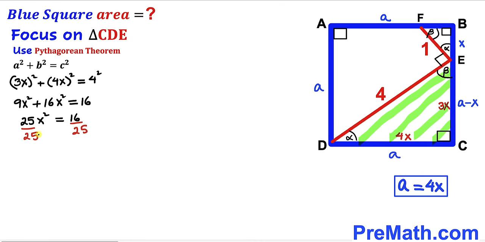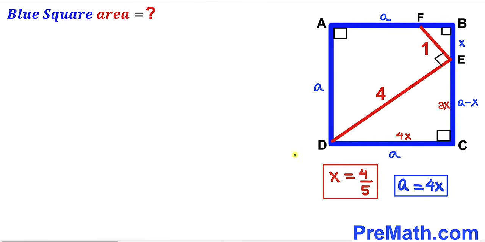Now we are going to divide both sides by 25 to isolate x square. So x square turns out to be 16 divided by 25. Now I am going to undo this square by taking a square root on both sides. So our x value turns out to be positive 4 divided by 5. The x value is going to be positive since we are dealing with a side length. Thus our x value turns out to be 4 divided by 5.